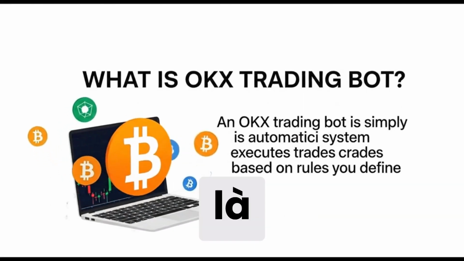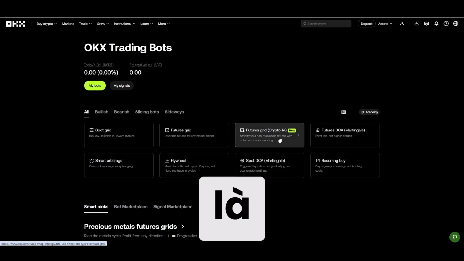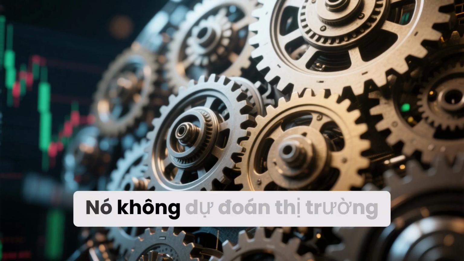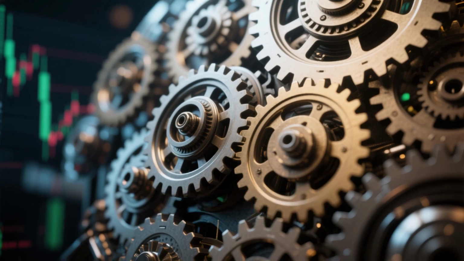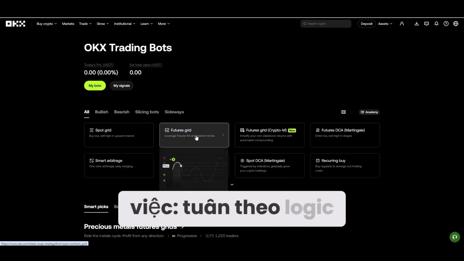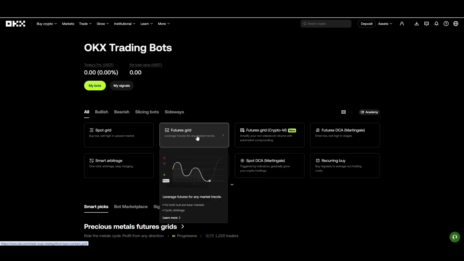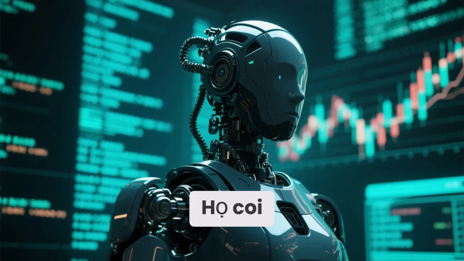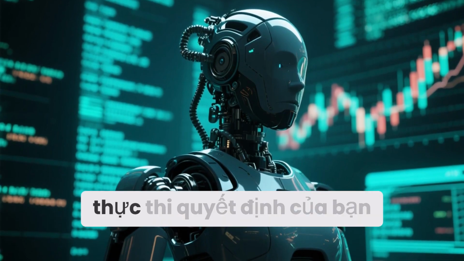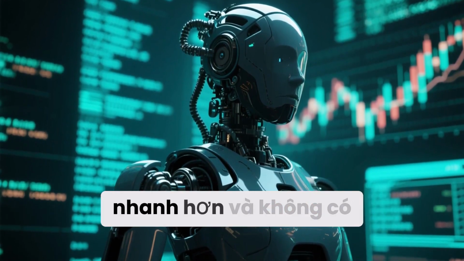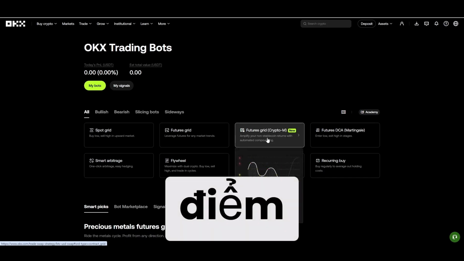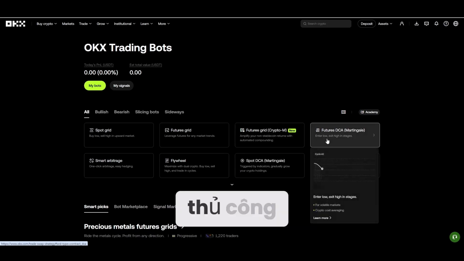What is OKX Trading Bot? An OKX Trading Bot is simply an automated system that executes trades based on rules you define. It doesn't predict the market, it doesn't think, and it doesn't care about your emotions. The bot only does one thing: it follows logic. And this is where most people misunderstand bots. They treat the bot like a signal provider, but in reality, the bot is just a machine that executes your decisions faster and without emotion. If your logic is weak, the bot will expose that weakness faster than manual trading ever could.